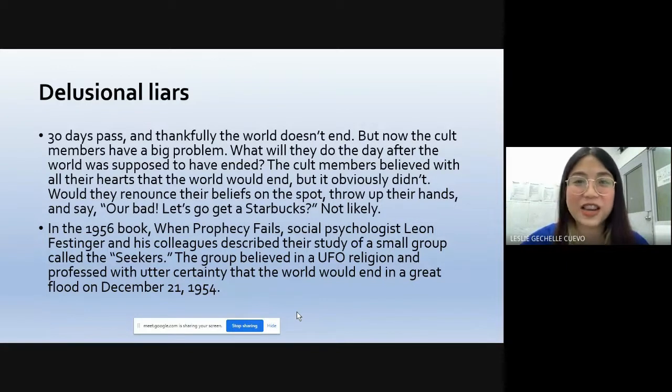So, hindi naman pwedeng ganun, ay sorry, mali. Mali pala. 300 years pala, hindi 30 days. In the 1956 book, When Prophecy Fails, social psychologist Leon Festinger and his colleagues described their study of a small group called the Seekers. The group believed in a UFO religion and professed with utter certainty that the world would end in a great flood on December 21, 1954. Well, 2022 na.